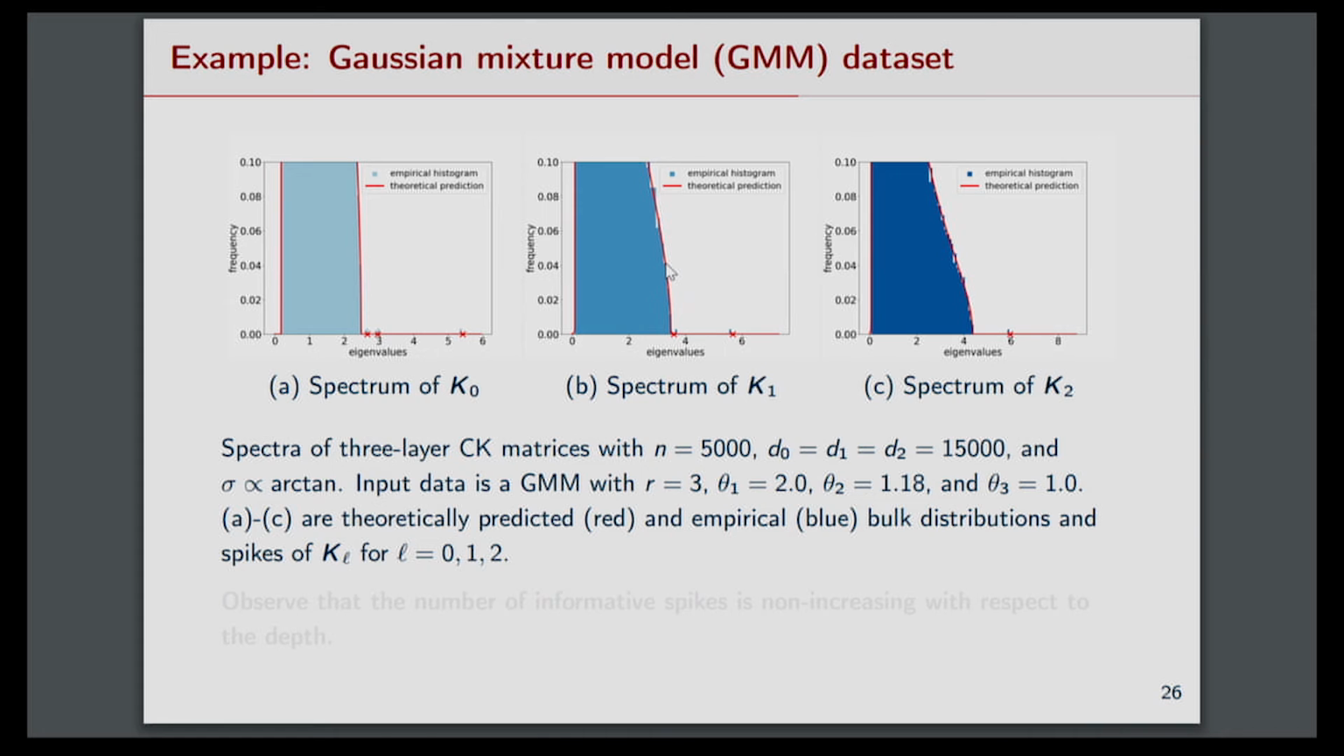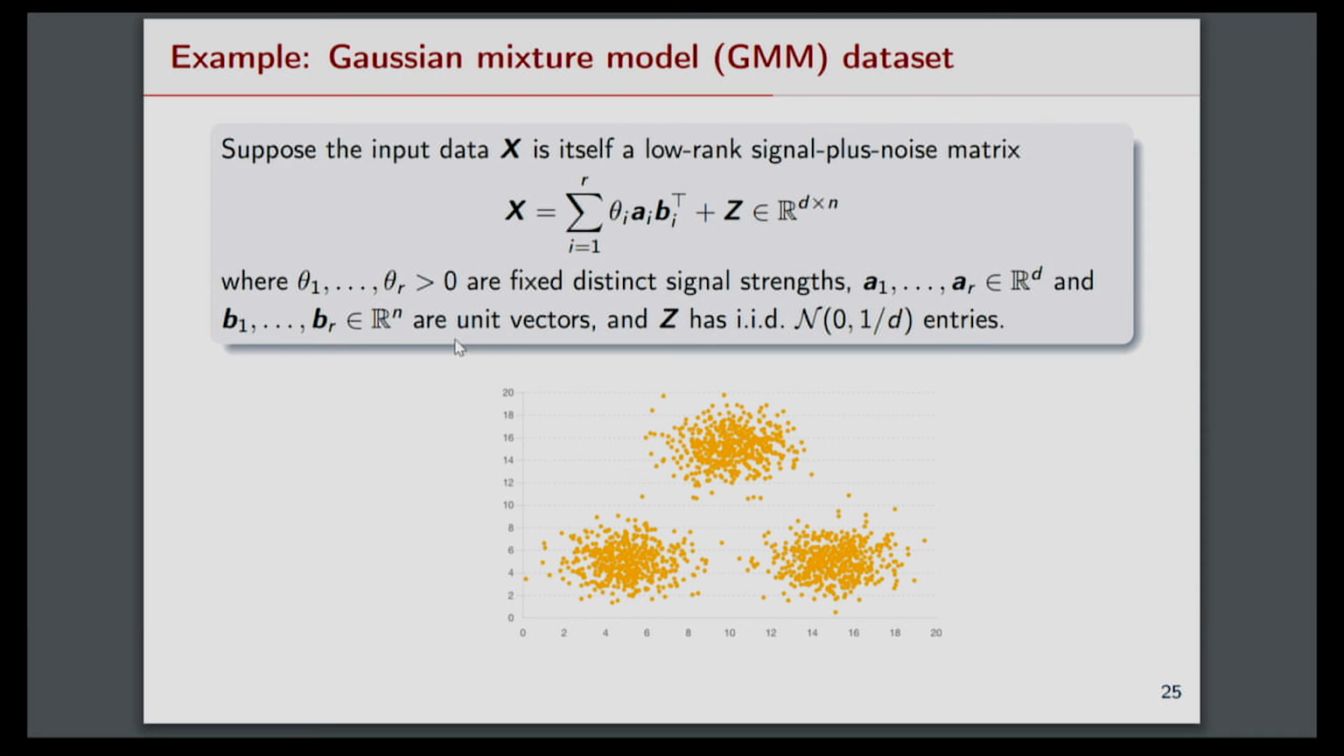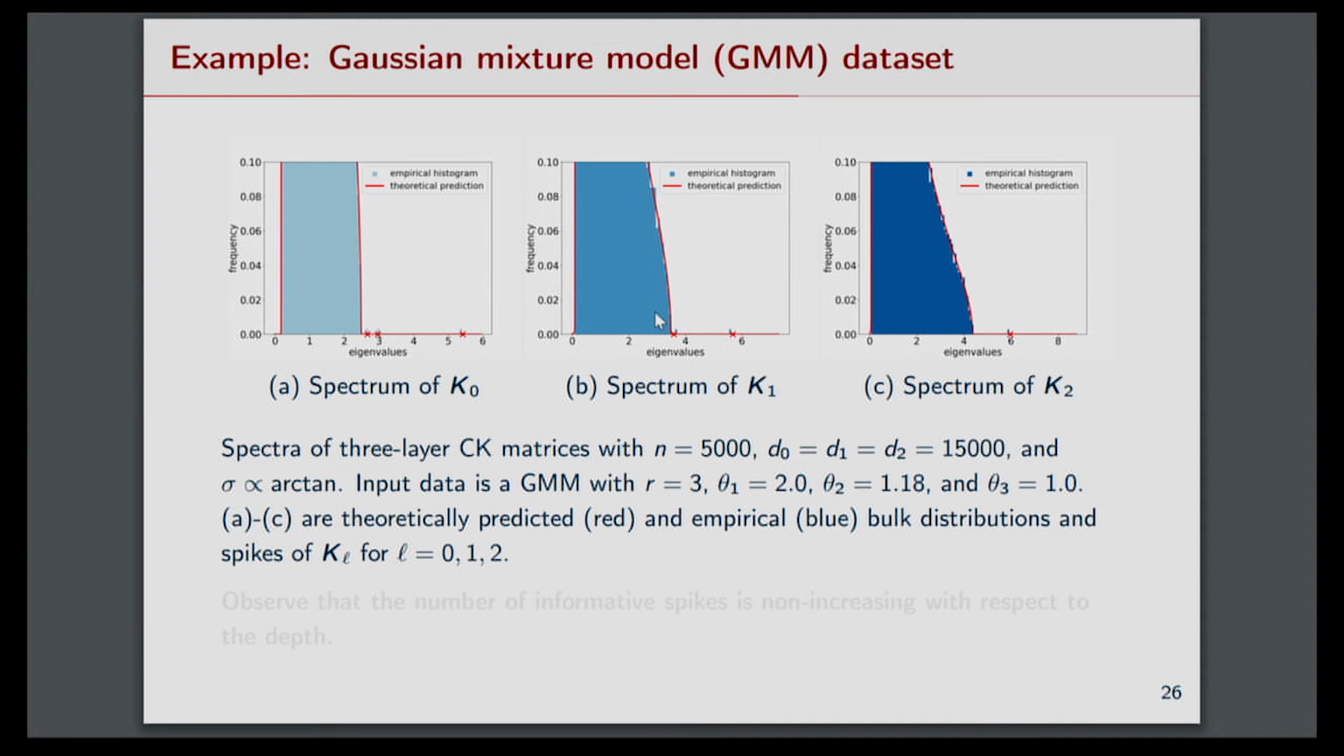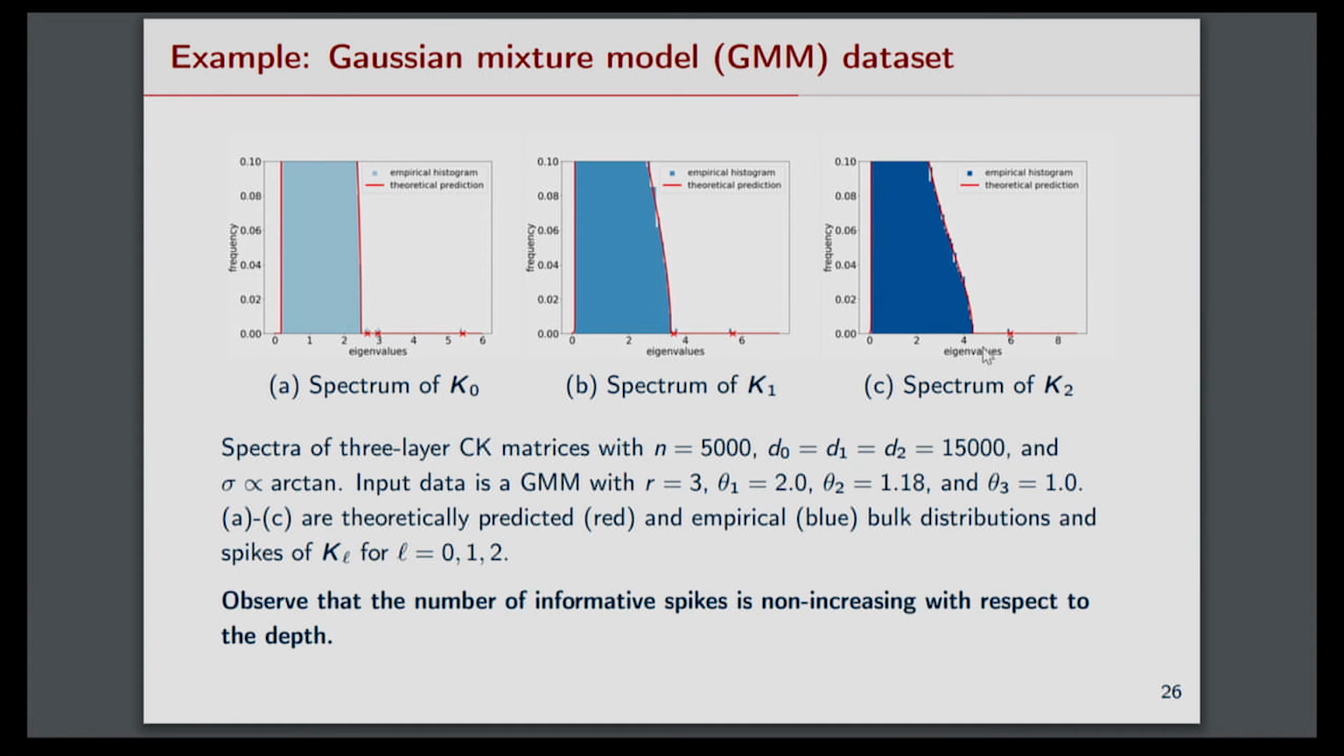So here is the simulation. This is the spectral distribution for the initial data matrix. You see you have 3 spikes, corresponding to these 3 clusters. After passing through one hidden layer, the third eigenvalue will just be absorbed in the bulk. You will only see 2 spikes in this case. And passing through another layer, there is only 1 spike eigenvalue remaining. The main observation is that the number of informative spikes is non-increasing with respect to the depth in this random case.